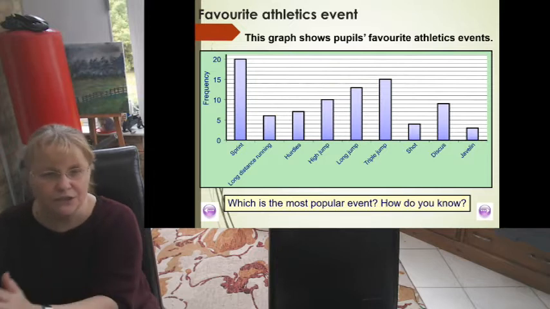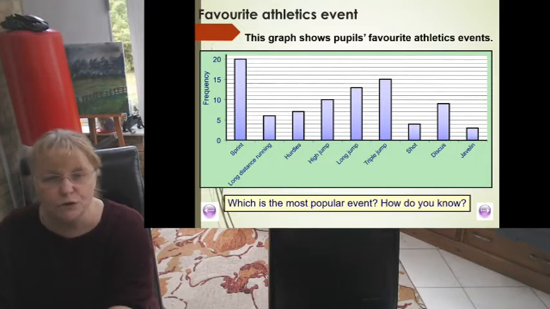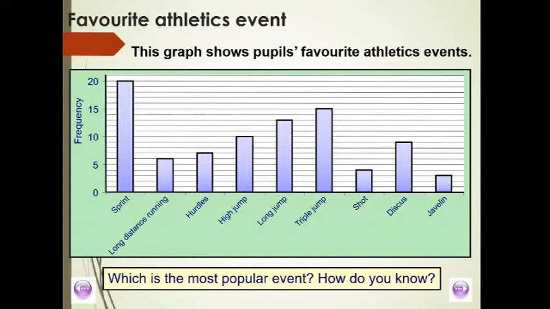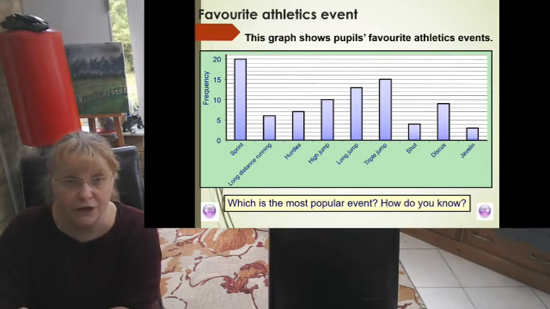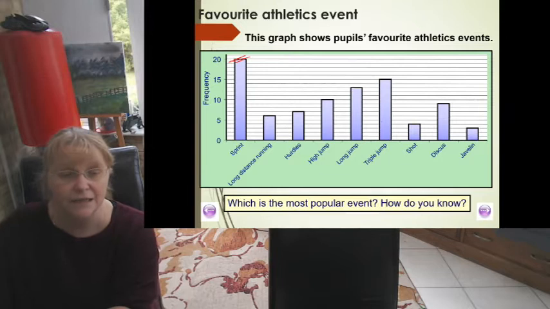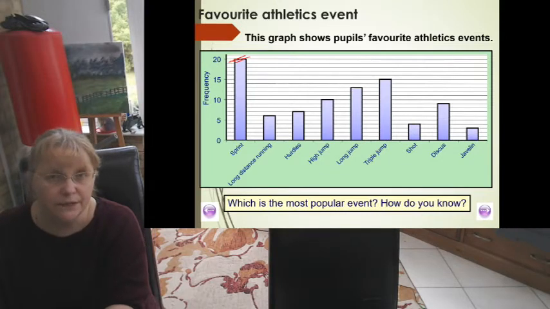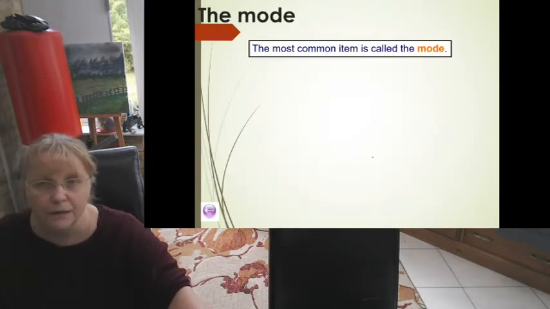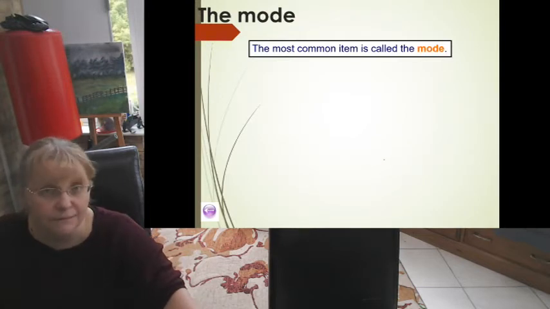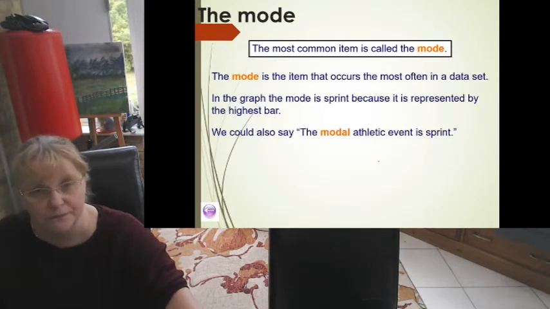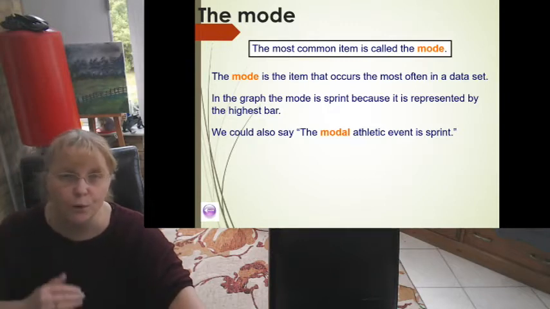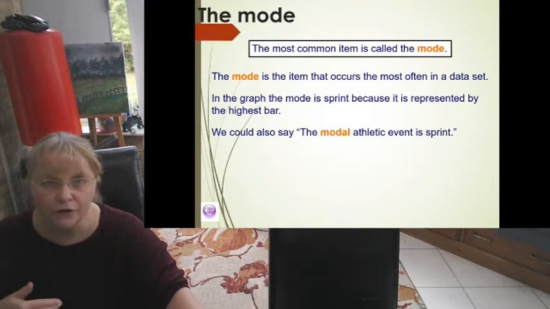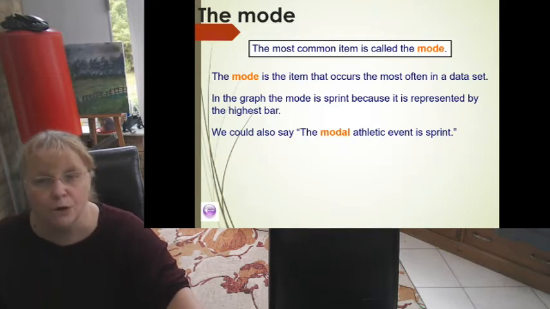So they'll ask you questions looking at that, such as, which is the most popular event? Hopefully you'd say it's sprint, because if you look up here, it's by far the highest, and so 20 people like doing sprint. So the most common is also classed as the mode, which we discussed in the last part. So the mode is the item that occurs the most, and so in a bar chart it will be the highest. And rather than calling it mode, half the time we call it modal.